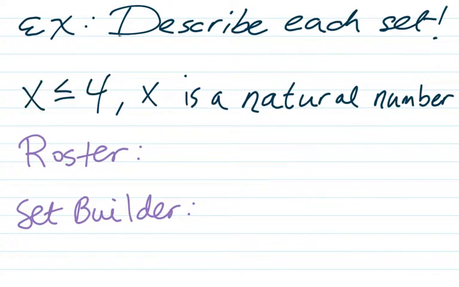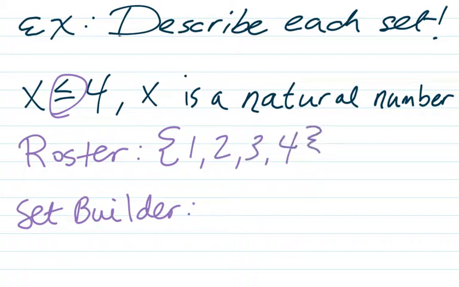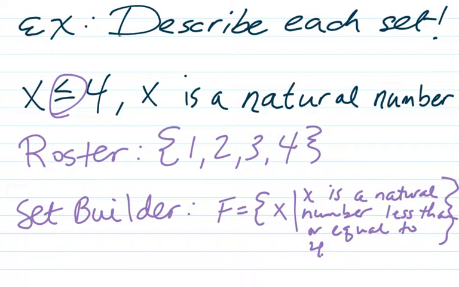Now let's look at this set. We have x is less than or equal to 4, and x is a natural number. So in roster form, those are just the counting numbers that are less than or equal to and including 4. So we're just going to write out 1, 2, 3, 4. Those are the elements of our set. In set builder notation, we're going to say that this set is called F is equal to the set of x's such that x is a natural number that is less than or equal to 4. Which you can see written out right there. x is a natural number less than or equal to 4.